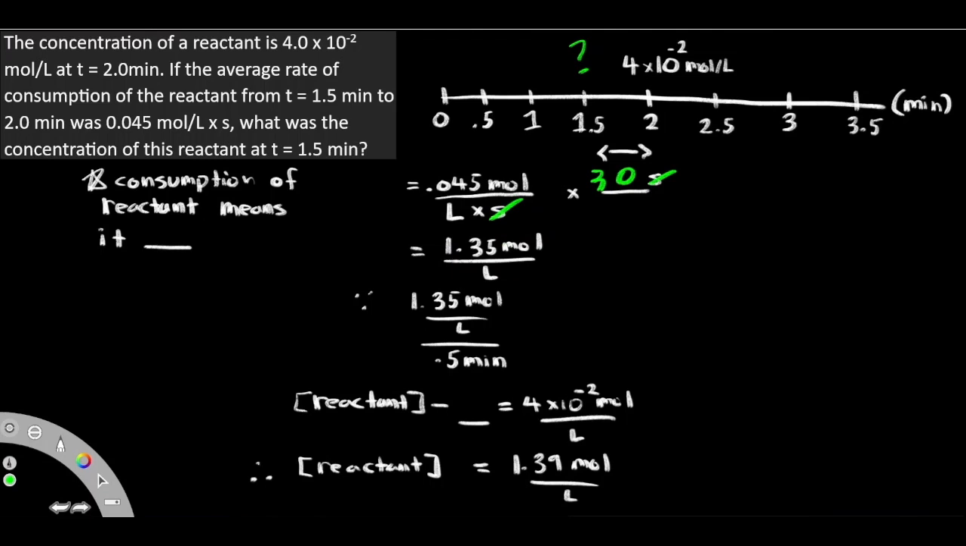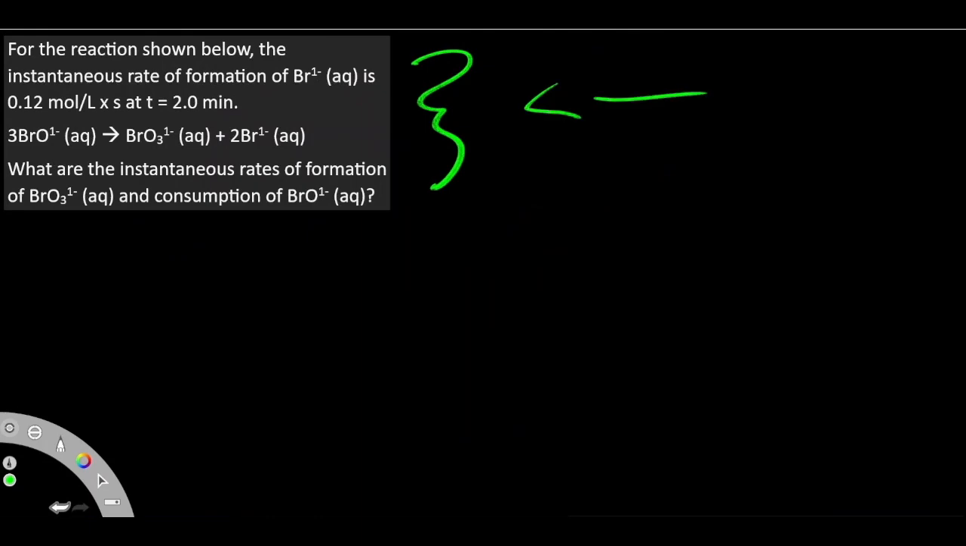So the consumption of the reactant means that it decreased, which means this here used to be larger, okay? So it used to be larger, so I'm going to be putting it over here. And then it decreased, right, because it got consumed, so it decreased by this much, 1.35 moles per liter. And then at the 2 minute mark, right after that, it became this, 4 times 10 to the negative 2. I just isolate for my reactant. That is the answer. Try this question yourself, pause the video, and I'll give you the answers.